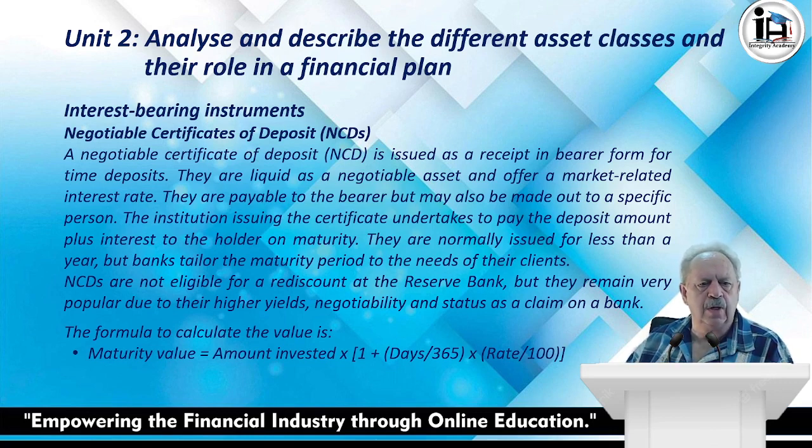The formula to calculate the value is as follows. Maturity value is equal to the amount invested times, big brackets, 1 plus small brackets, days divided by 365, close the brackets, times, open the brackets, rate divided by 100, close the brackets, close the big brackets. So that's the formula to calculate an NCD.